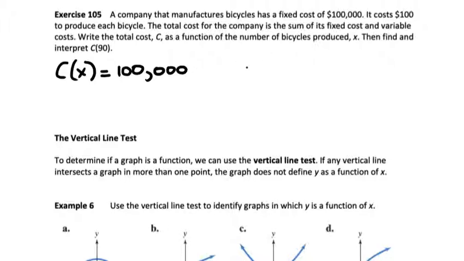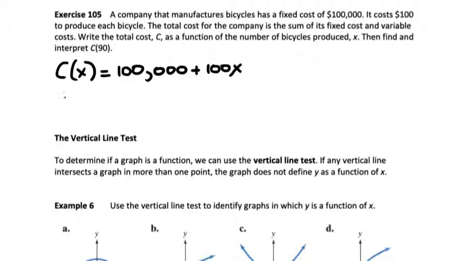Now, it also costs $100 to produce each bicycle. So that means for each bicycle produced, I have an additional cost of $100. So I'm going to multiply the number of bicycles that I'm producing by 100 to get that part of the cost. If I produce 5 bicycles, it's going to cost $500. 10 bicycles would cost $1,000. So that part of the cost is 100 times x, because x is number of bicycles. So this is my cost function, 100,000 plus 100x.